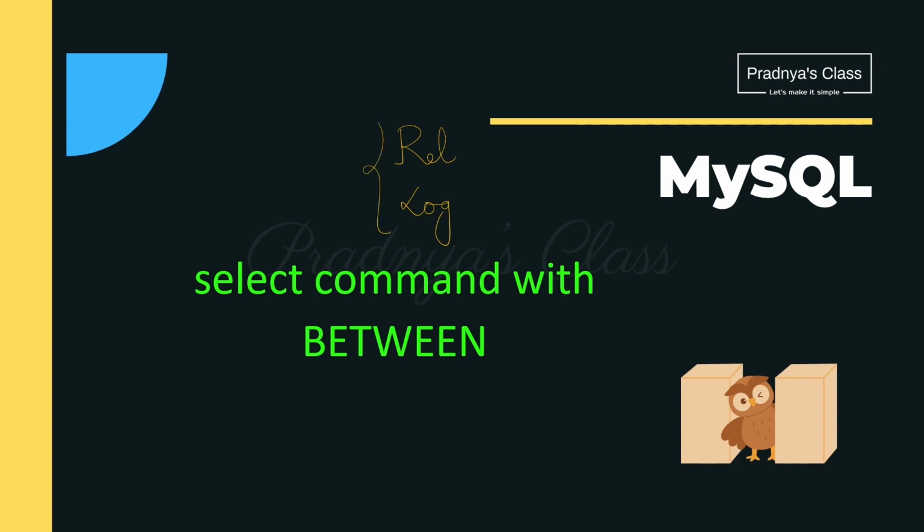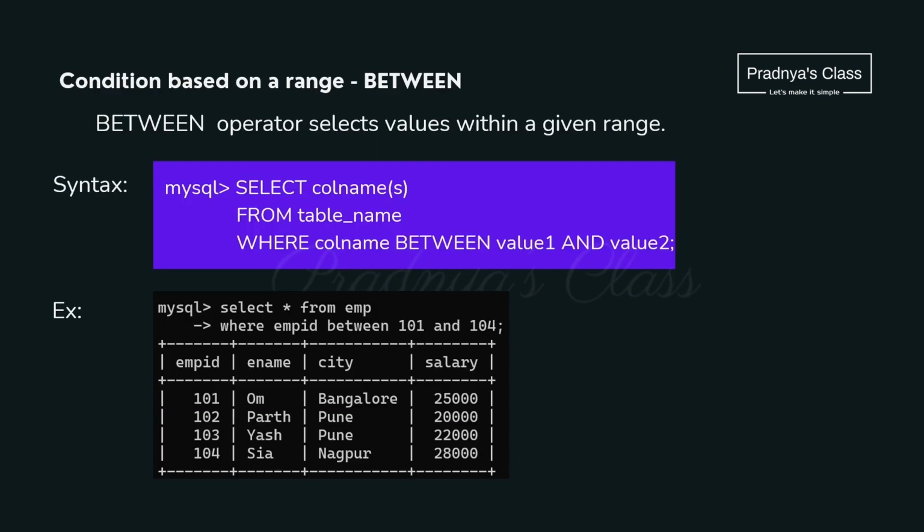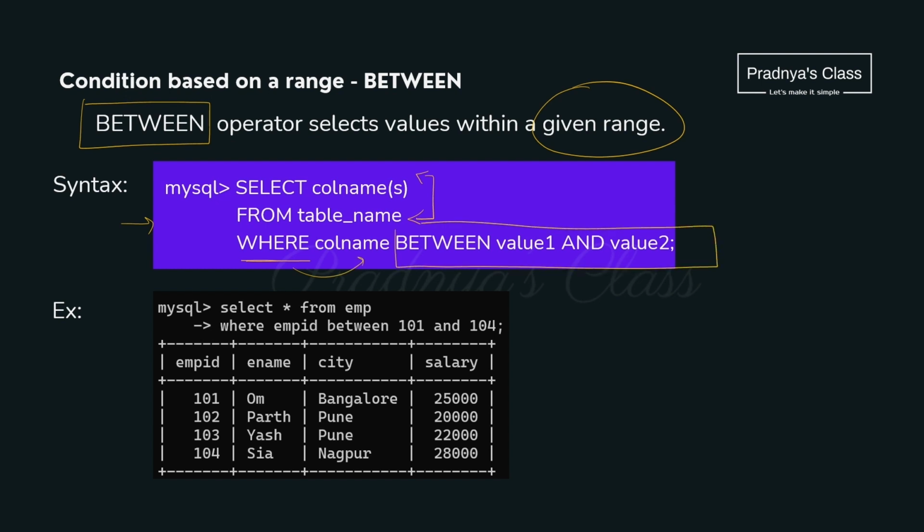Now we will be checking out how to use the between operator with the select command. The between operator is used to select the values from the given range. So we will be opting for the values from the given range. Look at the syntax. Select column names from table name. Till here it is the same. It's time to write the where clause. Where column name between value 1 and value 2. Here we are creating a range. You will understand with this simple example.